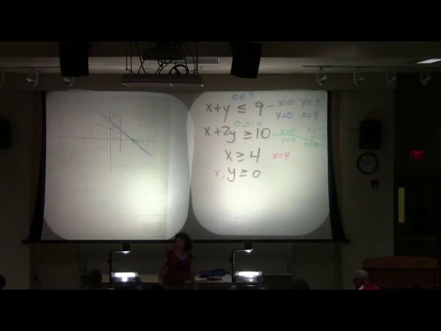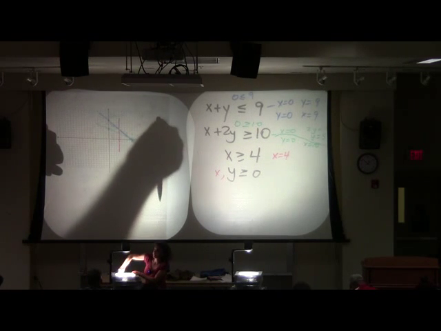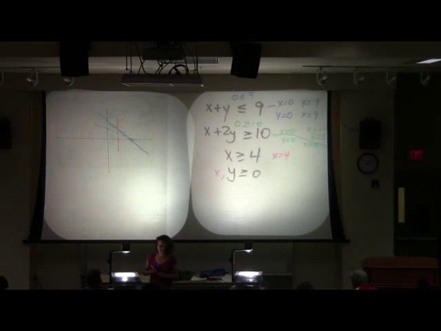All right. Now look at this, guys. I don't really need to take a test point because aren't I also interested in where x is greater than 4? And don't my numbers increase as I move to the right? So, aren't I interested in this side of my line? You guys with me here?